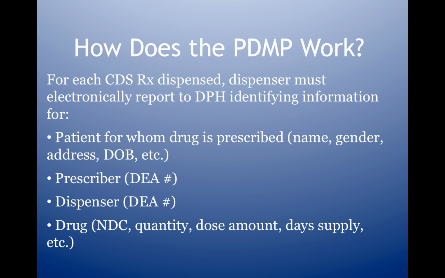So how does the PDMP work? For each controlled dangerous substance prescription dispensed, the dispenser, meaning the pharmacy, must electronically report to DPH identifying information for the patient, the prescriber, the dispenser, and the drug quantity, dose amount, and day supply. And that all gets updated into the database.